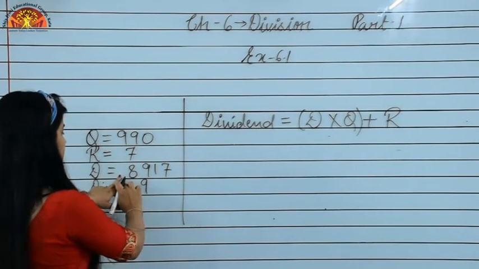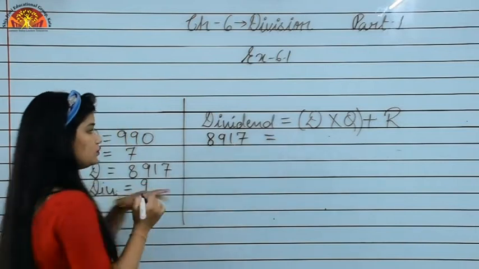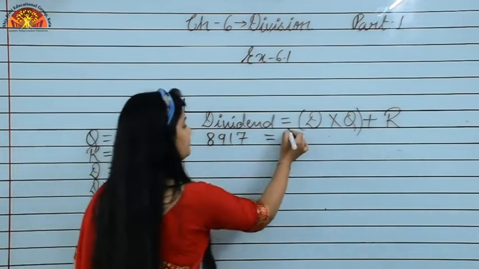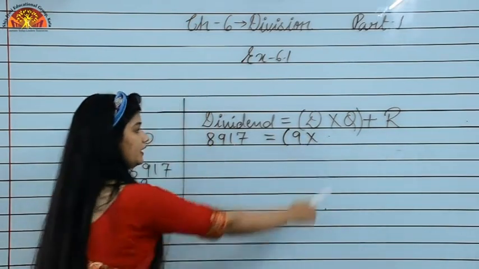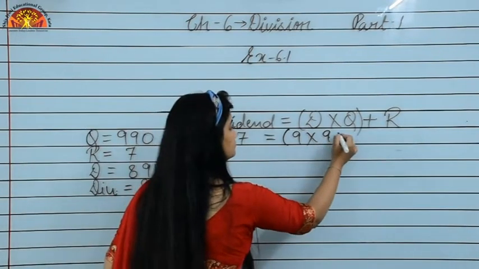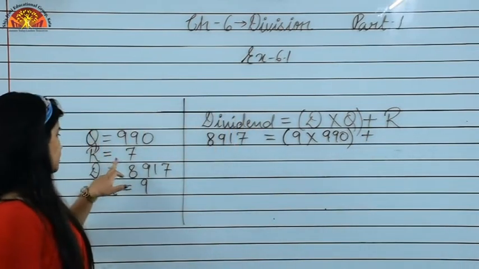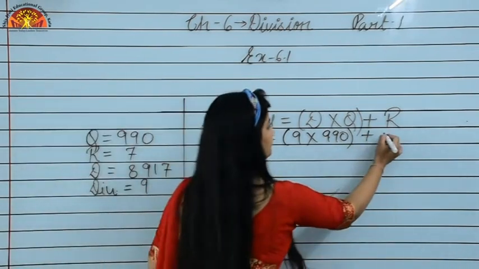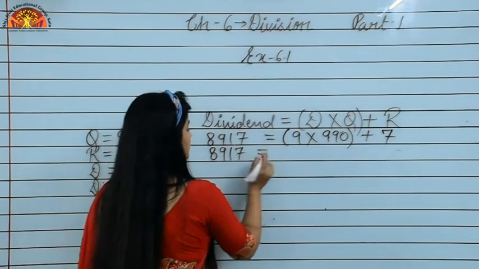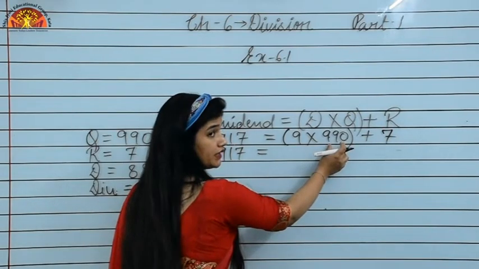Dividend is 8917, then is equal to, now what is the divisor? Divisor is, just look here, divisor is 9 multiplied, then what is the quotient? The quotient is 990 plus remainder. Now what is the remainder? As you can see, the remainder is 7. So this number will come as it is. Now we have to multiply 990 by 9.